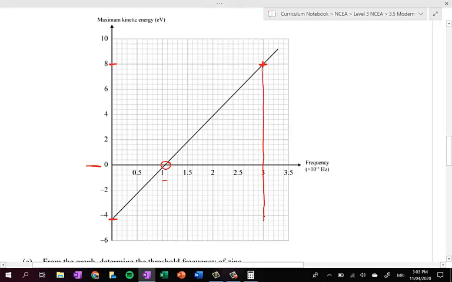So that's 4, 8, 12, 16, 20. Yeah, okay, so that's negative 4.4. And this is positive 8. So this difference here, that's Ek minus phi, which is plus 8 minus negative 4.4, which is 12.4 electron volts.